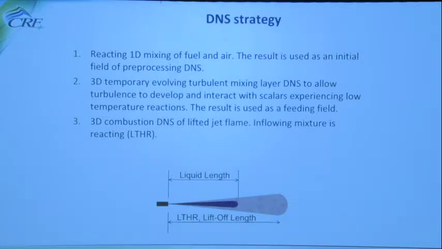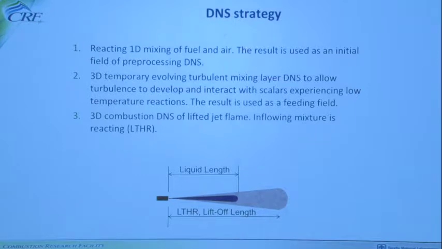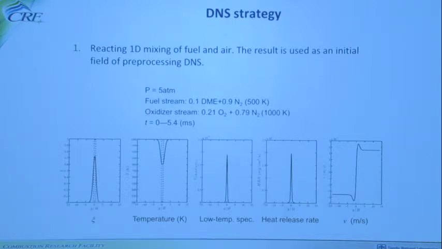Okay, so our DNS strategy, since we couldn't include the long ignition delay times of the entire two-stage process, is we cooked up a soup by running a reacting 1D mixing layer of the fuel and air to use as an initial field for pre-processing the DNS data. And we use that as feed data for the turbulent DME simulation. So here's our reacting 1D mixing layer, and we let it cook this DME mixture at 5 atmospheres, heavily diluted DME, 0.1 DME and 0.9 nitrogen, at 500 Kelvin. And then the oxidant stream was at 1,000 Kelvin.